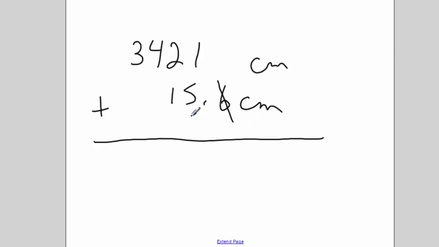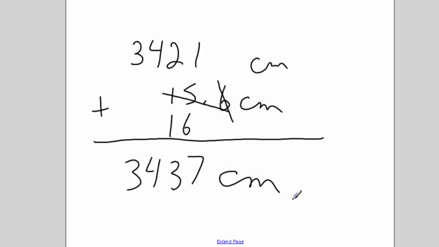In practice, of course, you would round. You would say, this is 16, and you would add there, and your answer would be 3,437 centimeters. But the important part here is you cannot add to this. You don't know what it is. So that 6 has to go away.